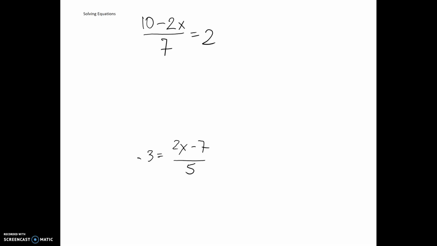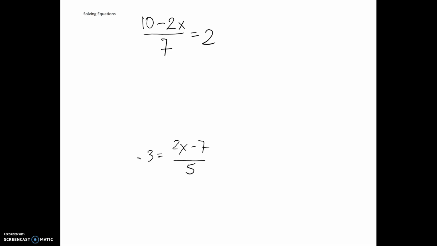Second set of questions deals with solving equations. Now, both of them are multi-step equations that deal with a denominator on one side of the equal signs. Looking at the first one, everything on the left-hand side is being divided by 7.